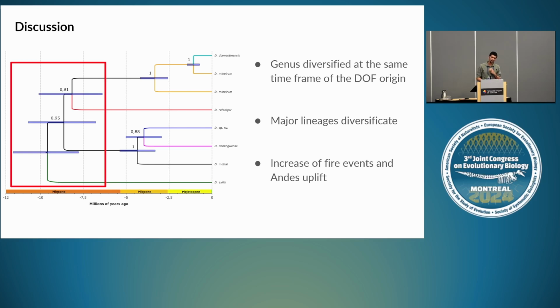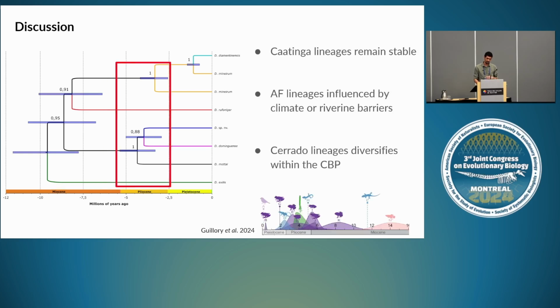We can see that this first diversification time correlates with the expansion, the beginning of the diagonal of open formations. The major lineages diversify in this period, and this period is also correlated with the increase of fire events and the Andean uplift, right? In the second time, we see that the Caatinga lineages, which are the red one and the green one, remain stable.